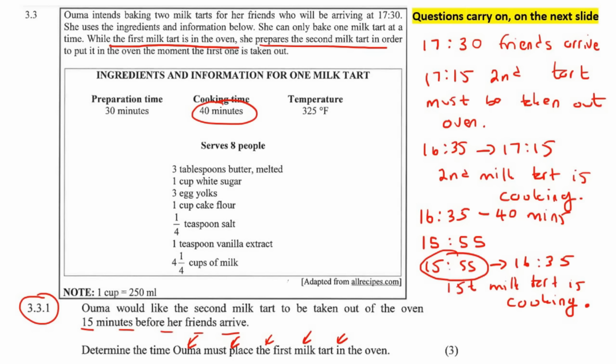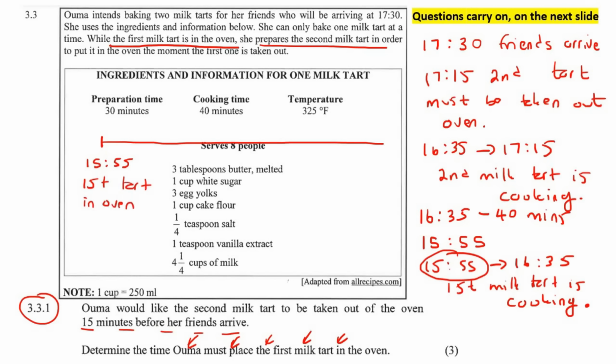Let me draw this on a little timeline for you, and I'll show you that it all works out. So at 15:55, she puts the first milk tart in the oven. So I'm just going to say first tart again, in the oven. Okay? And then how long does that go for? That goes for 40 minutes. Okay, 40 minutes. That's how long that one cooks for, or bakes for. Or no, cooking. Okay, whatever.